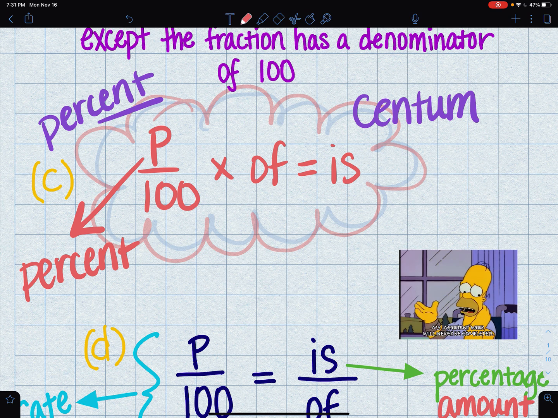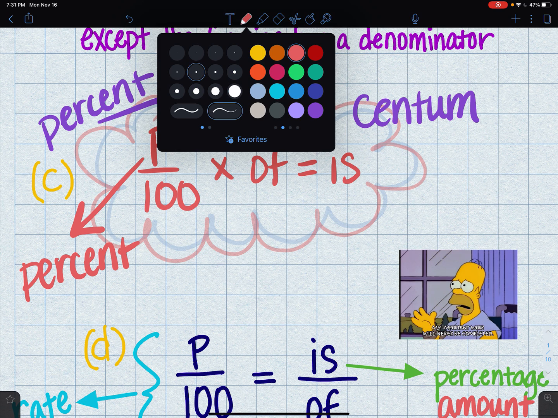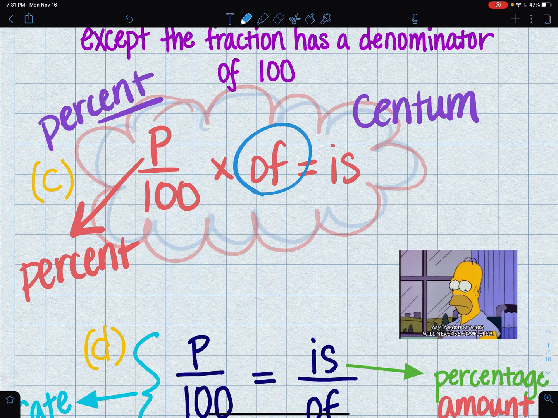Now, of, when you see this word of, this is the word that precedes, that means it comes right before, the number that is called the base. And the base is the amount that you're starting with. So for example, if there are 50 questions on a test and you want to know what percent you got, the base is going to be 50 because that's basically the number that you're starting with.